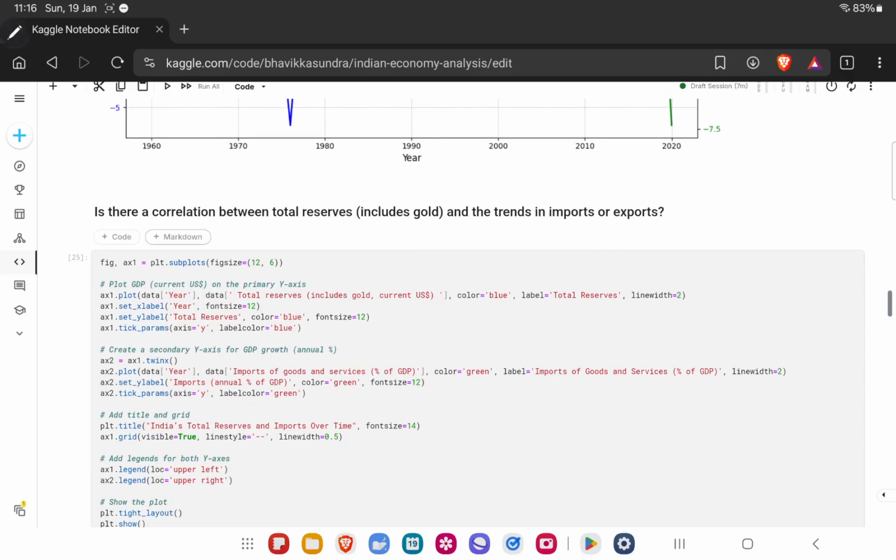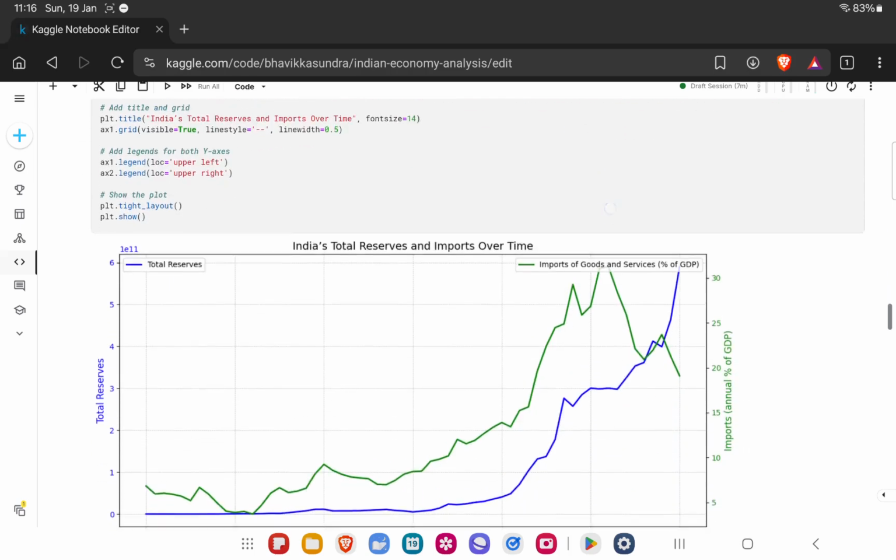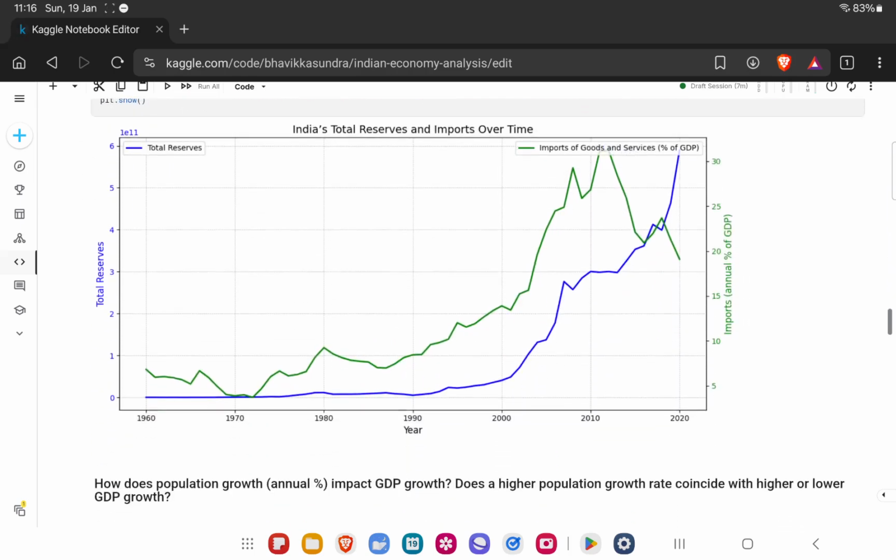Is there any correlation between the total reserves, which includes gold, and trends in imports and exports? If we plot that, the green line is imports and the blue line is total reserves. The reserves increased steeply in the period from 2014 to 2020. There has been a very good amount of increase here, while the imports have dropped. So you can say it's a pretty good condition here.